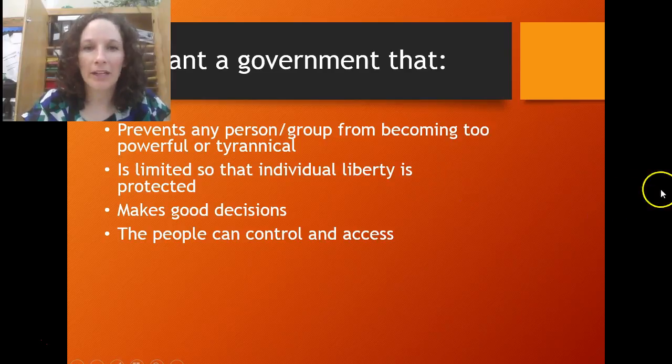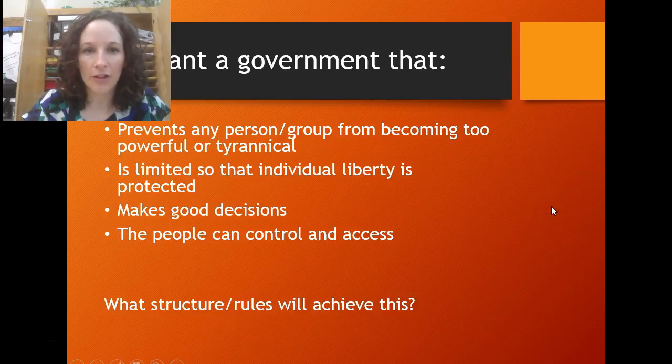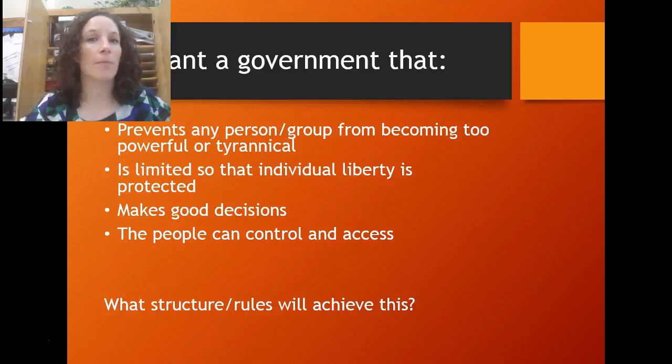So how are we going to get all of those? Those all together, parts of them might look almost exclusive from one another. So for example, how are we going to give the people control, but also make sure that the people don't have too much control? Because when we think of tyranny, we're worried about tyranny from a person, a party, a group, a branch, and even the mob.